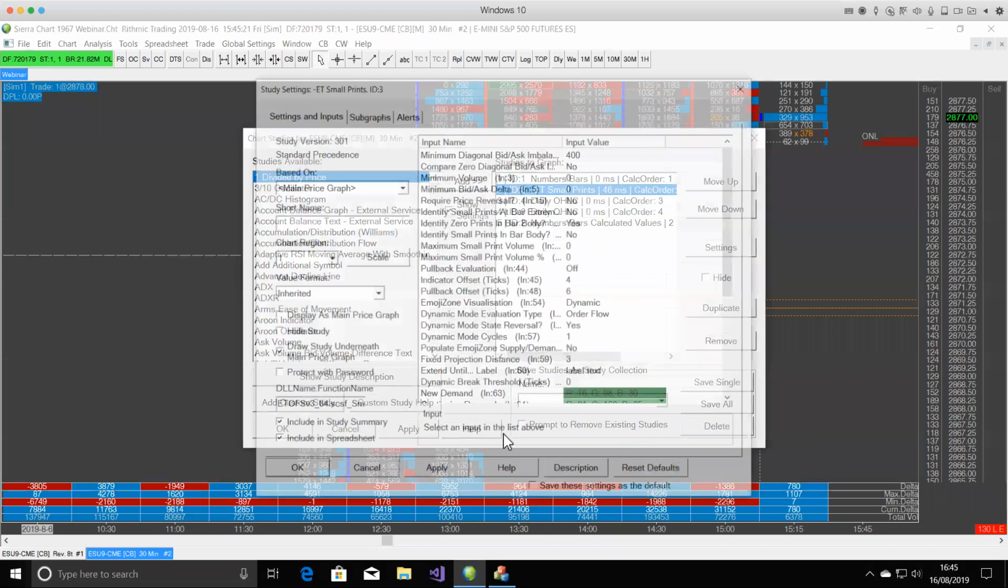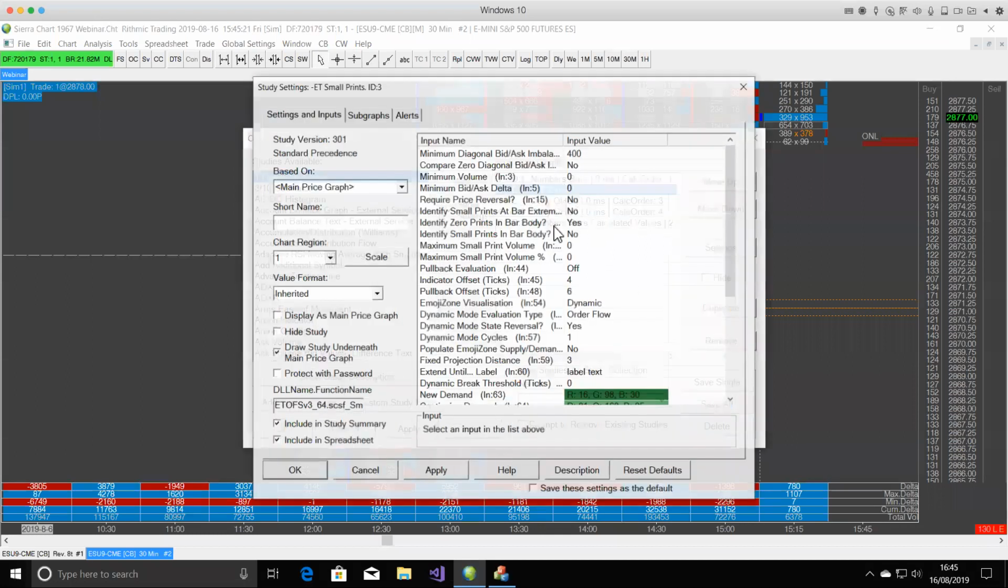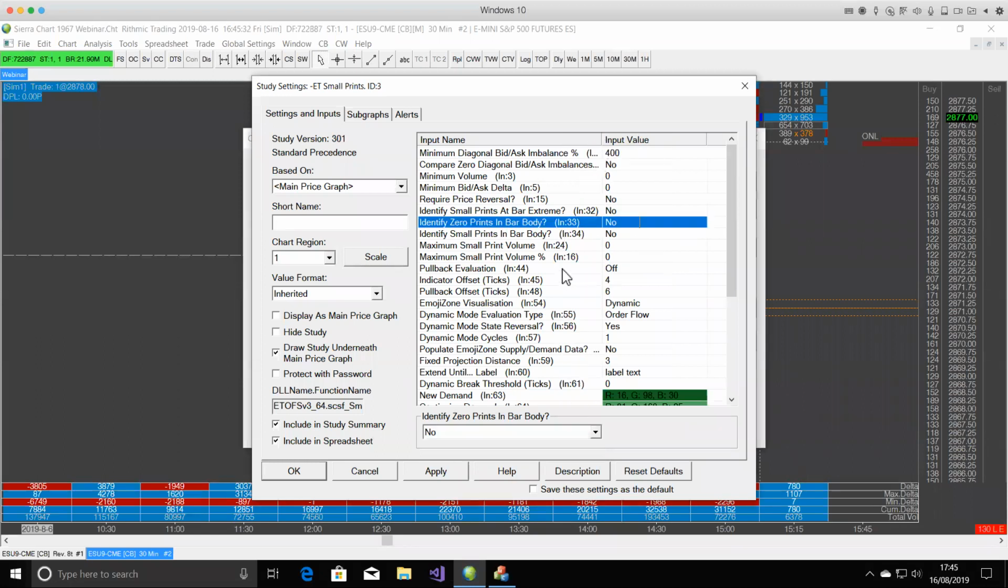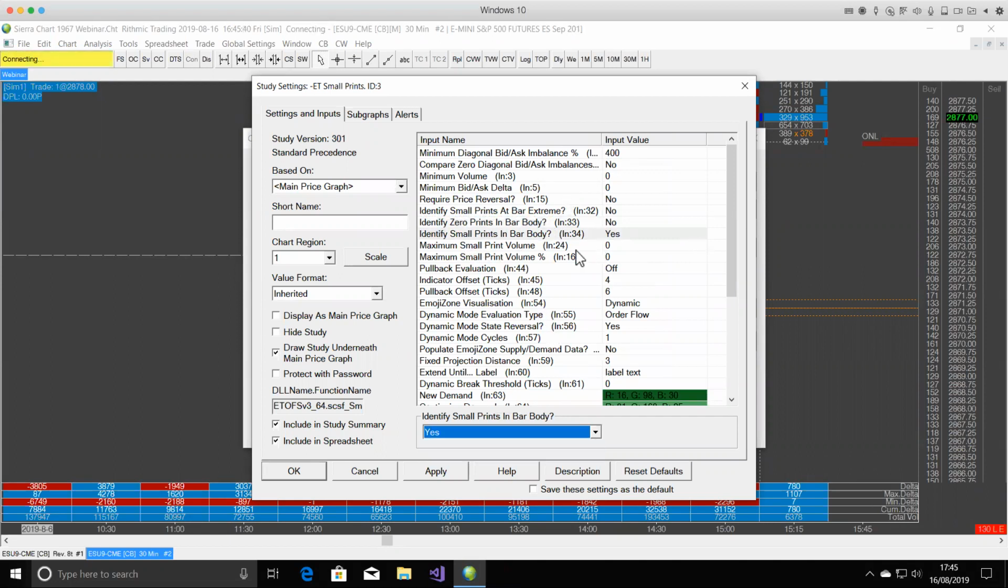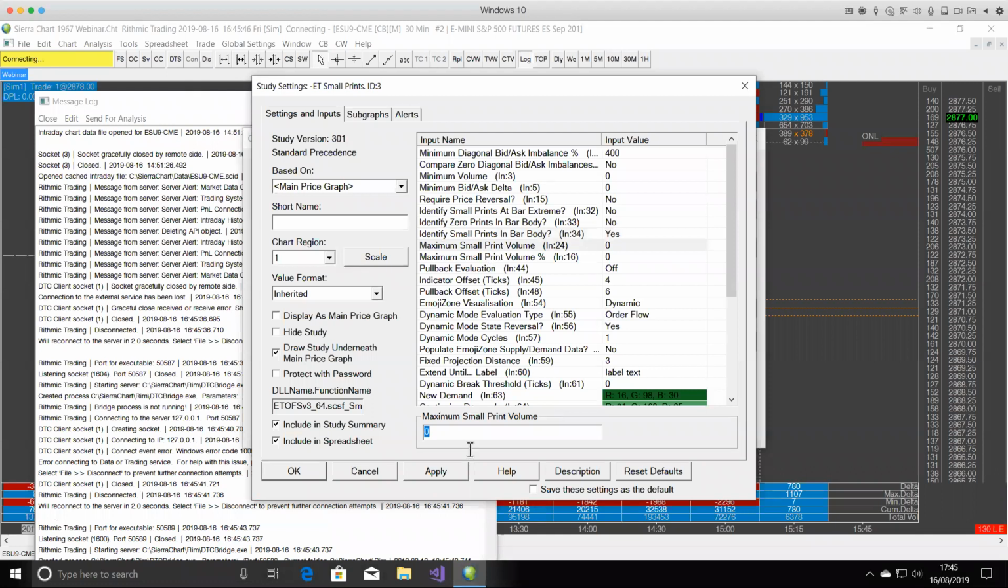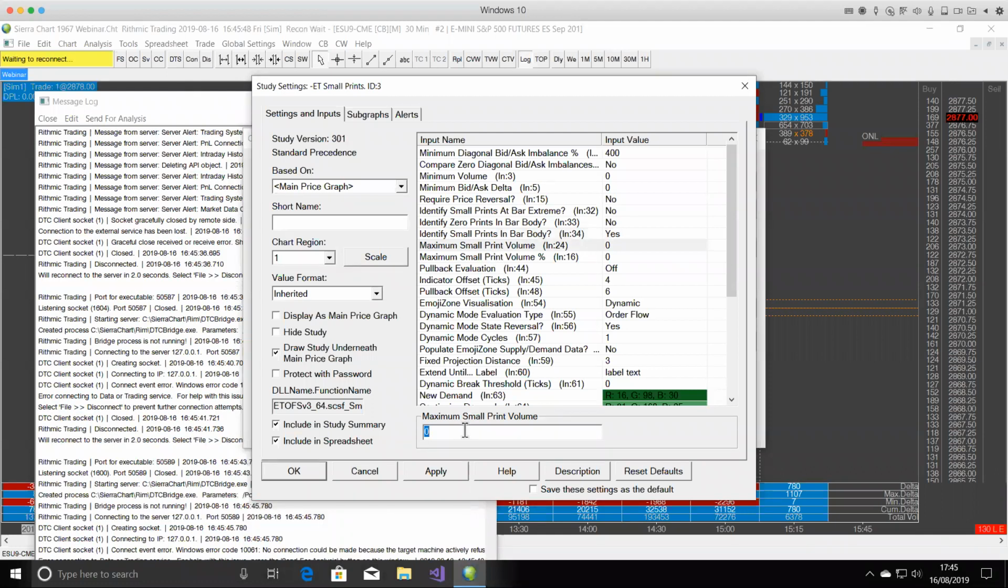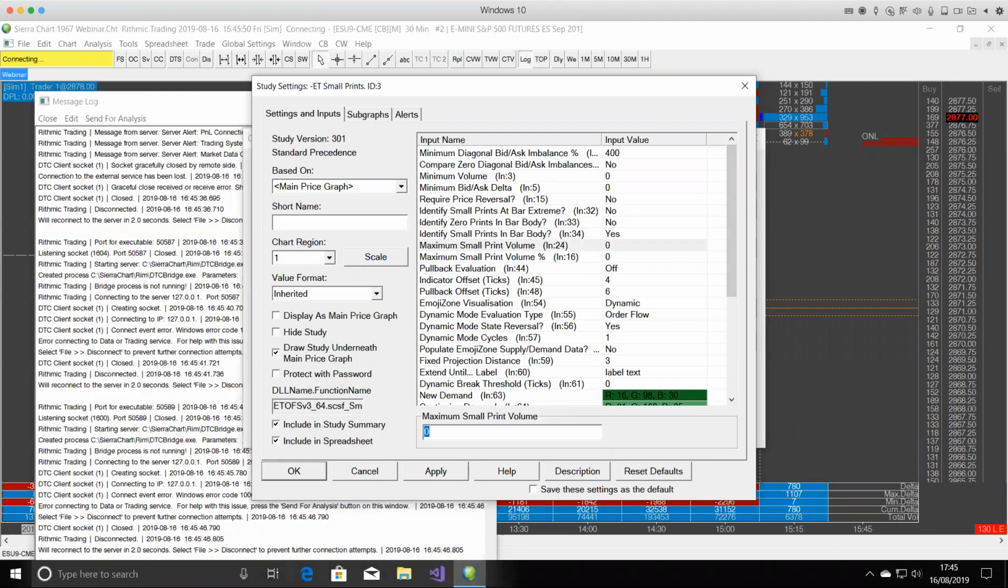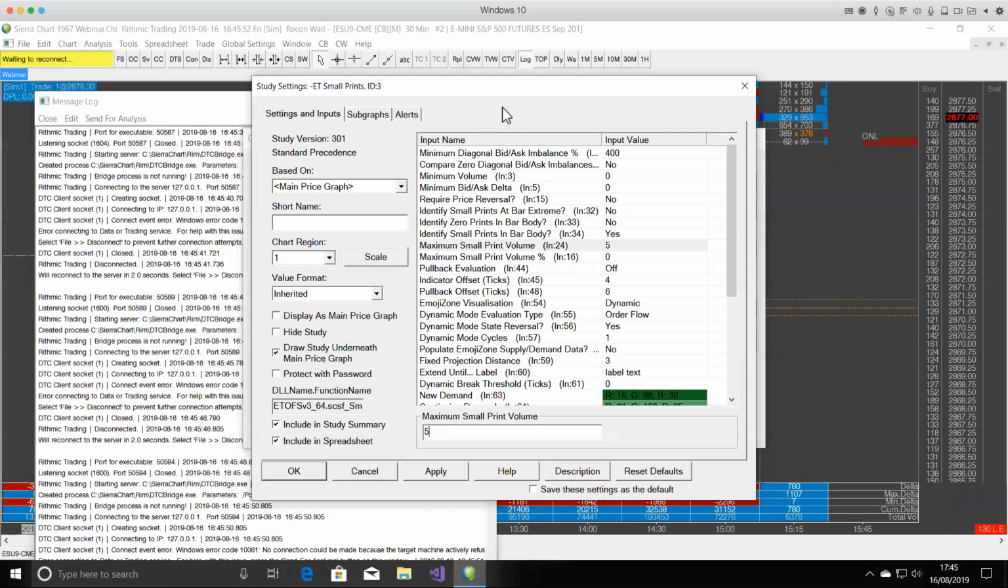Small print in bar body is similar. We ignore zeros. What we use is actually these thresholds here. So if I say identify small print in the bar body, I can say how much volume will I let through my filter. Oh, okay, data feed's broken. Let's say I want to see any small print which is 5 contracts or less. We're going to get some more levels.